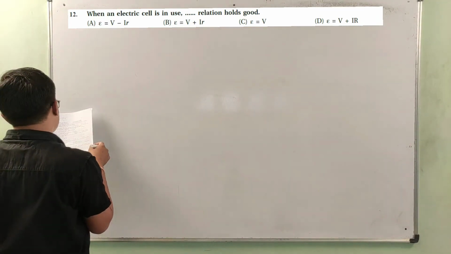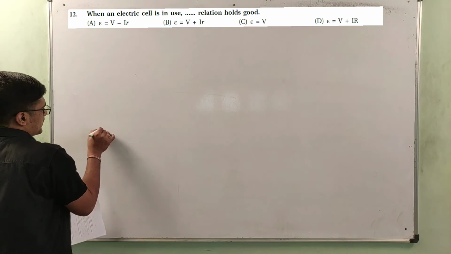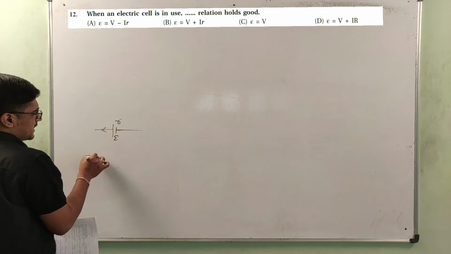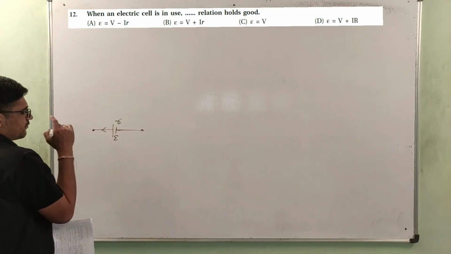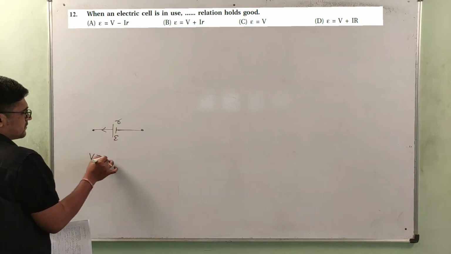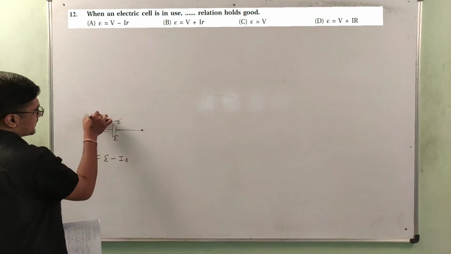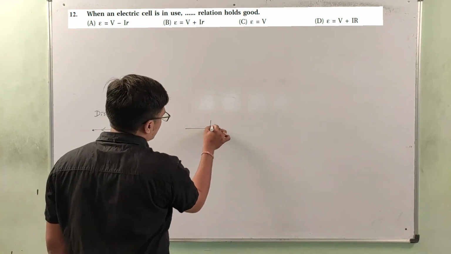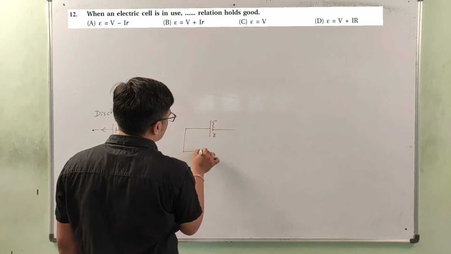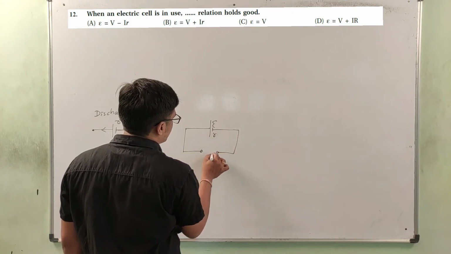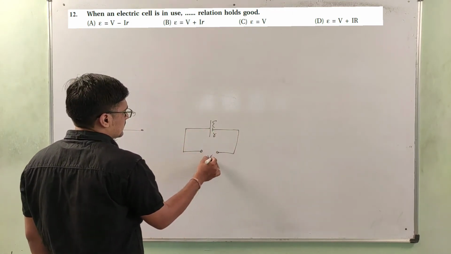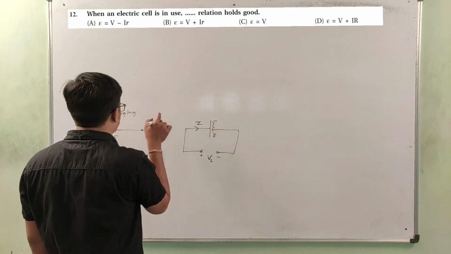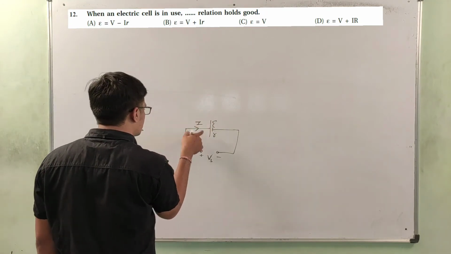When an electric cell is in use, the relation holds. In use means in discharging. In the discharging of a cell, the terminal voltage, meaning the potential difference between the two terminals, is equal to E minus IR. To charge the cell, you should connect this cell with a source of higher potential than its terminal voltage. Then it gets charged.